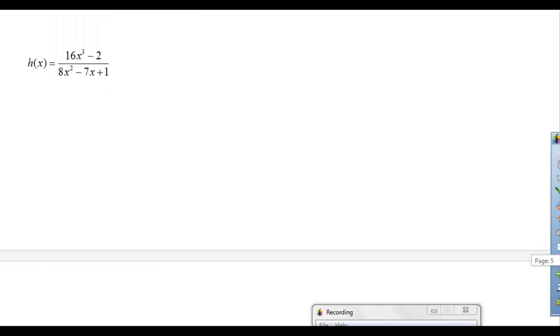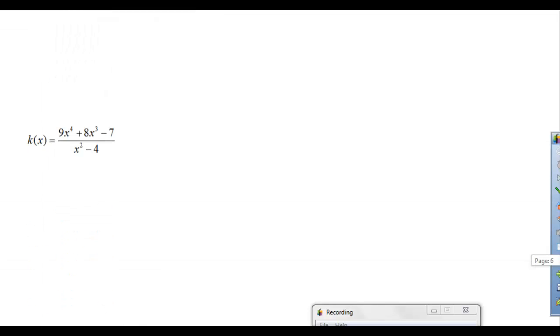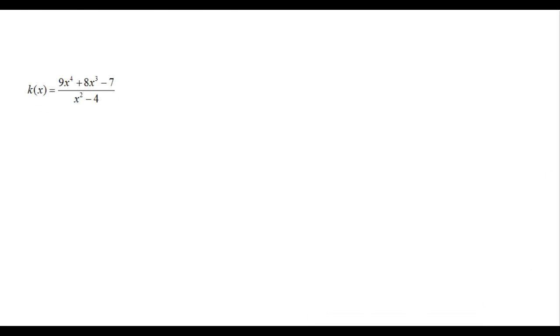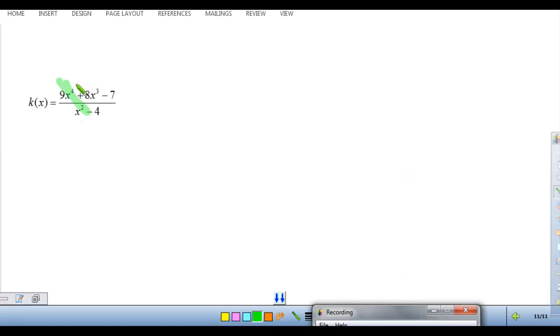So let's go look at another example here. And here I have 9x to the fourth plus 8x cubed minus 7 over x squared minus 4. So the first thing I look at is the degree of the polynomial. I see it's 2 greater, so it's more than 1 greater, which means there is no horizontal or oblique asymptote.